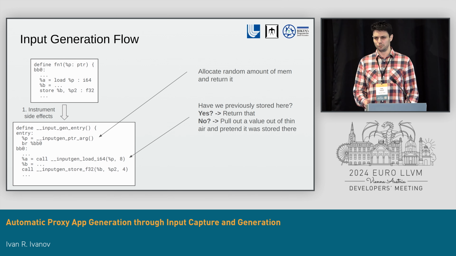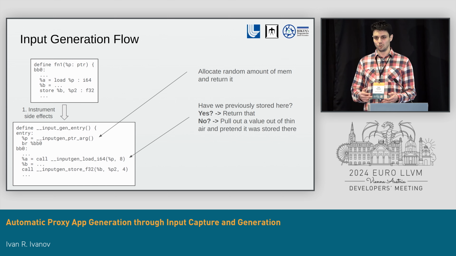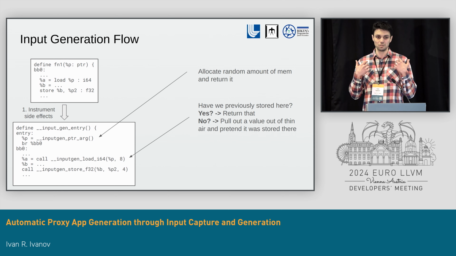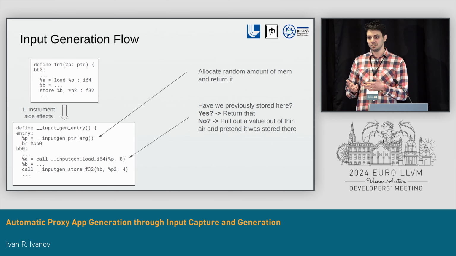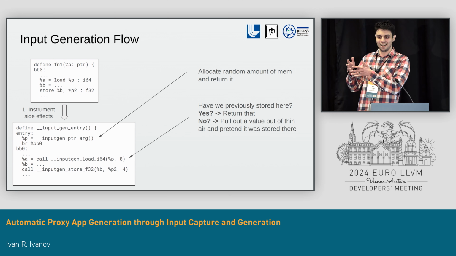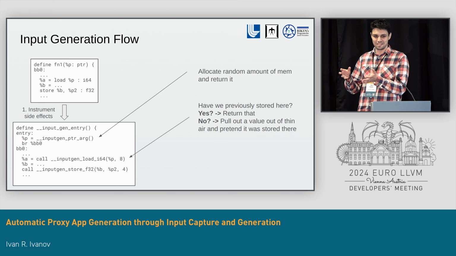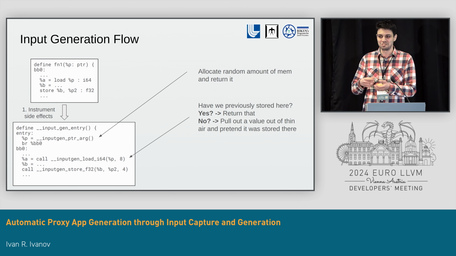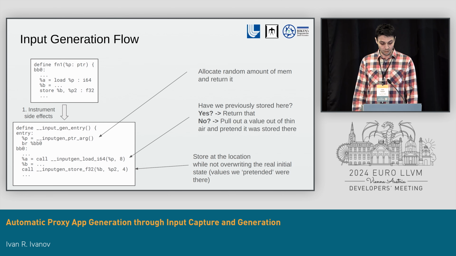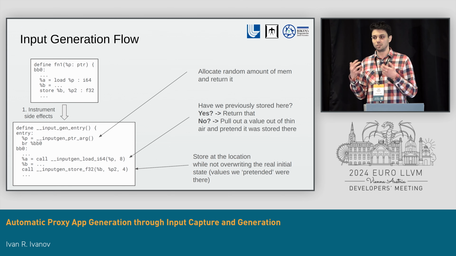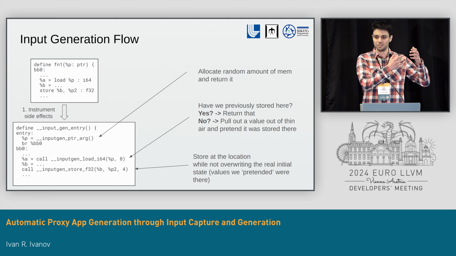What happens if we need to load from that pointer? Well, we'll look at the address that we allocated so we know what's going on there. And we check, did we store something there already? If not, then something must have been there, so we'll just generate some random value and give it to the code. If something has already been stored there, we'll just return that. And what happens when you need to store? Well, you just execute the store, but you need to keep a separate region in memory which stores your initial state so as not to overwrite it.